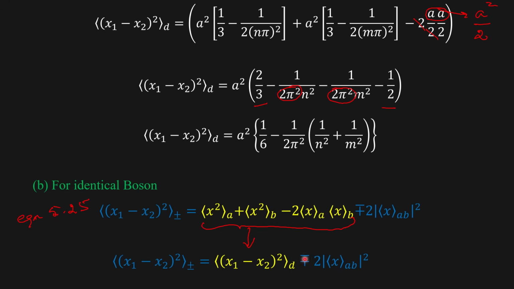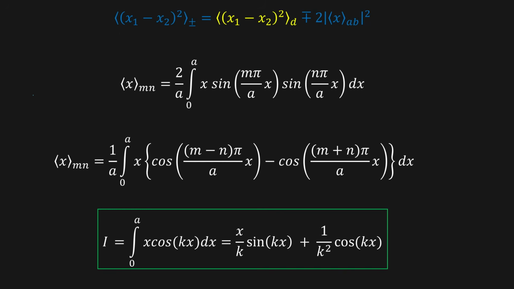At that time I am keeping it as it is, minus or plus 2 times the interaction, the expectation value of x_ab, the interactive term or interference term, modulus squared. Remember that. The upper sign is for symmetric particles, and the lower sign, plus, is for antisymmetric particles. Now, with this introduction, we will move further.